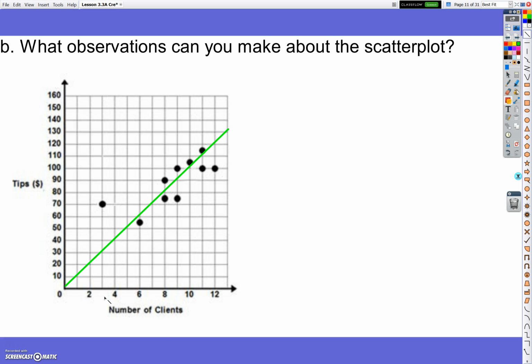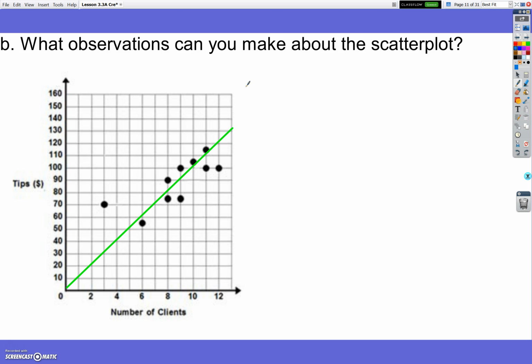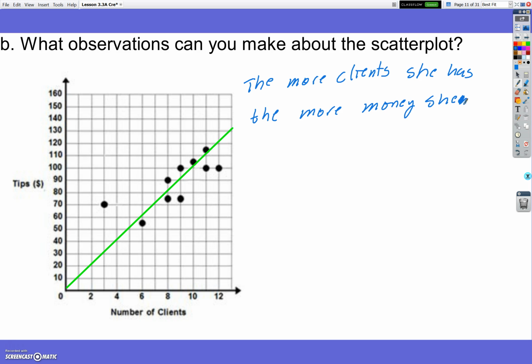What this is telling me is the more clients she gets, the more money she is going to earn in tips. So, the more clients she has, the more money she earns in tips.